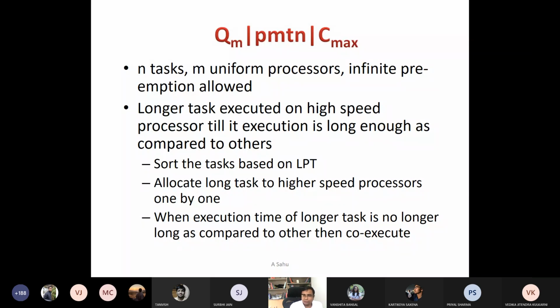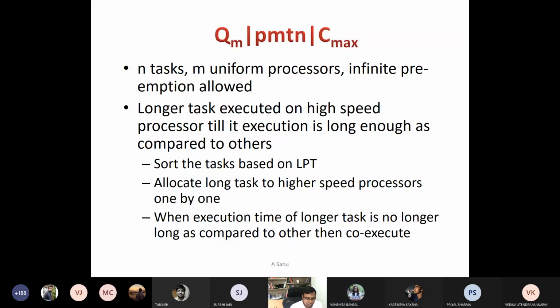So how can we do that? Sort tasks based on LPT, longest processing time. We consider the longest task first, then the next longer, then the next, and allocate the long tasks to higher speed processors one by one. When the execution time of the longer task is no longer long compared to other tasks, then they co-execute. Excuse me, sir, is it like LRTF, where all the long processes are scheduled first, and when they have equal burst time, then all are done in parallel or one by one? Let me explain.